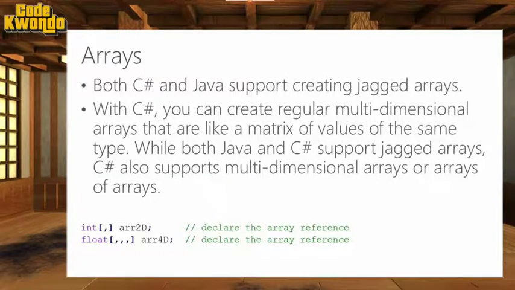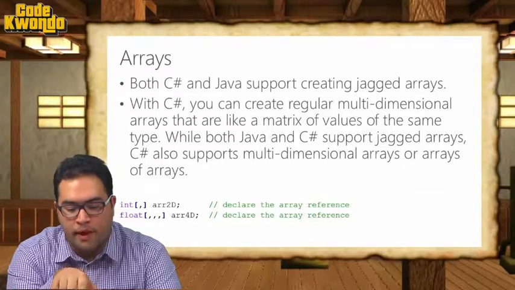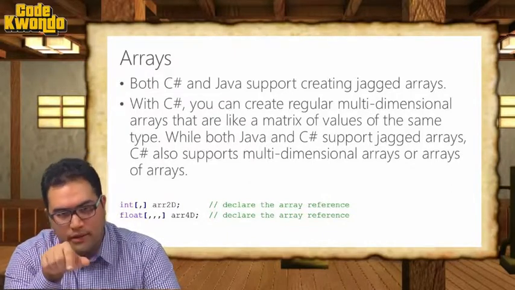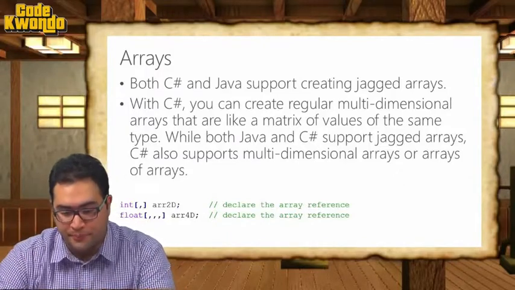Now, both C# and Java support creating jagged arrays. But with C#, what's cool is that you can create multidimensional arrays, so basically matrices. While both C# and Java support jagged arrays, C# also supports these multidimensional arrays, so you don't have to manually create them. You can just go with a comma to specify how many dimensions are in your array. In my case, I want to create an array of 2D elements. So I have a square bracket, comma, square bracket, and that's all I need to do.